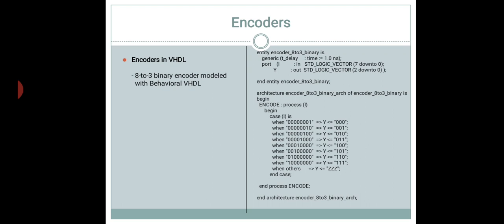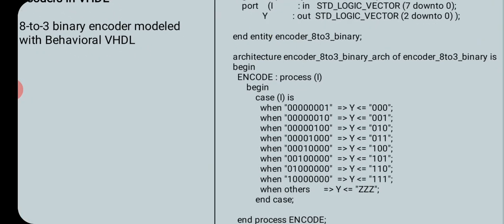So this is sequential modeling. For the encoder, the sequential modeling is defined with the help of a process statement. Here the process is activated because input I is changing, and the output line is updated accordingly. Here we have considered the 3:8 encoder. So 8 input lines are there and 3 output lines are presented by this code.